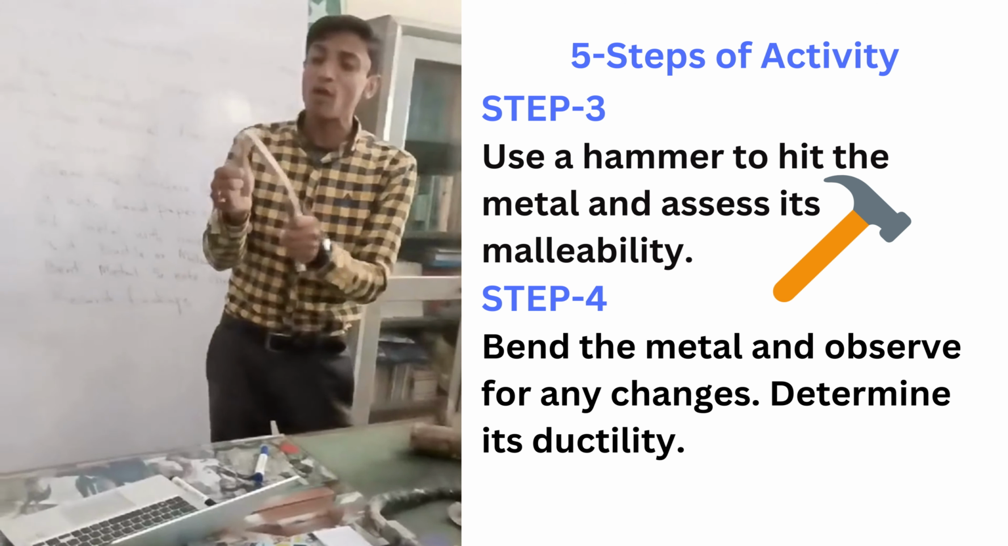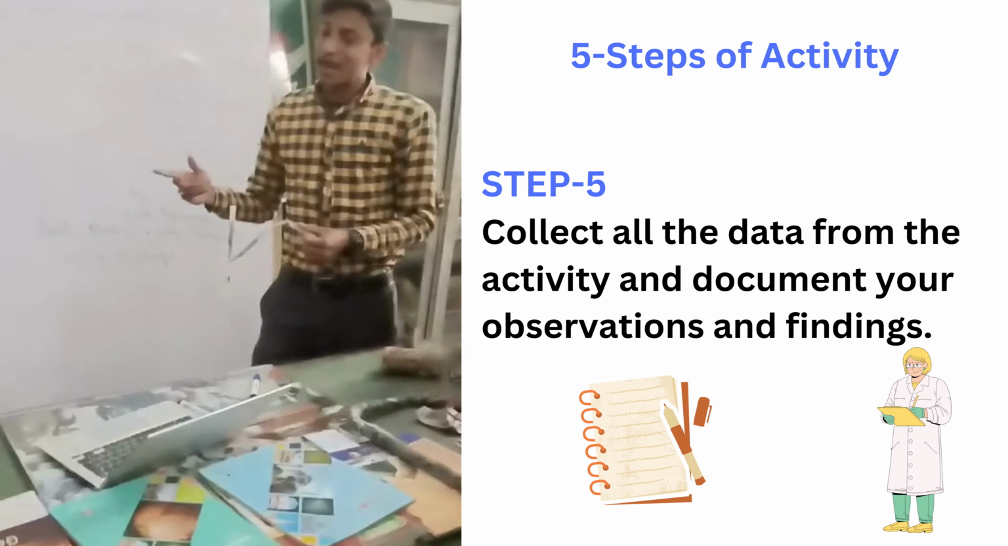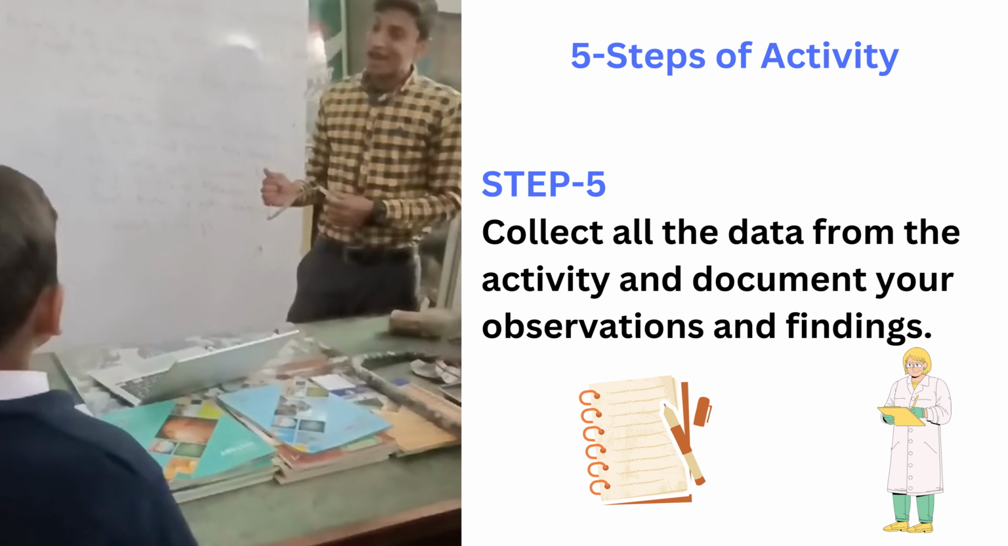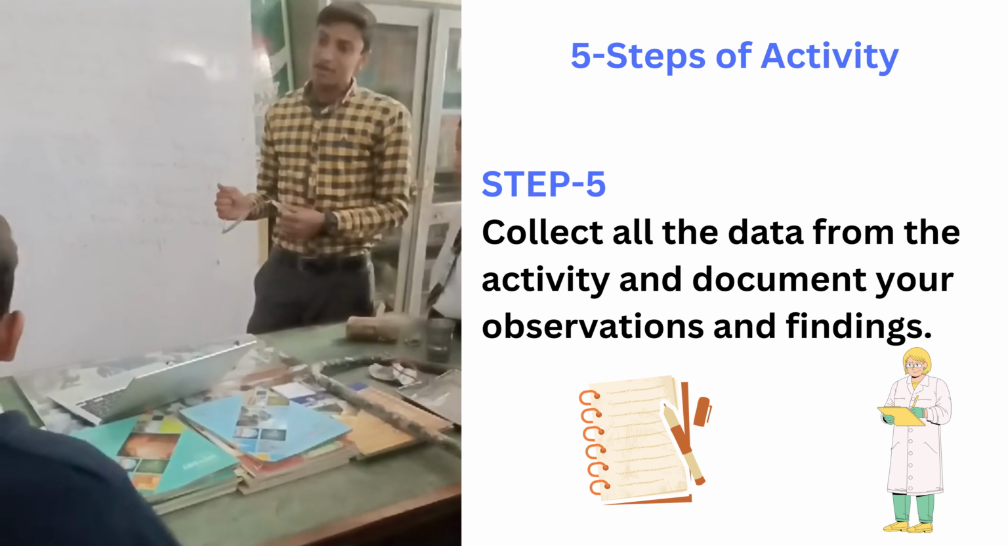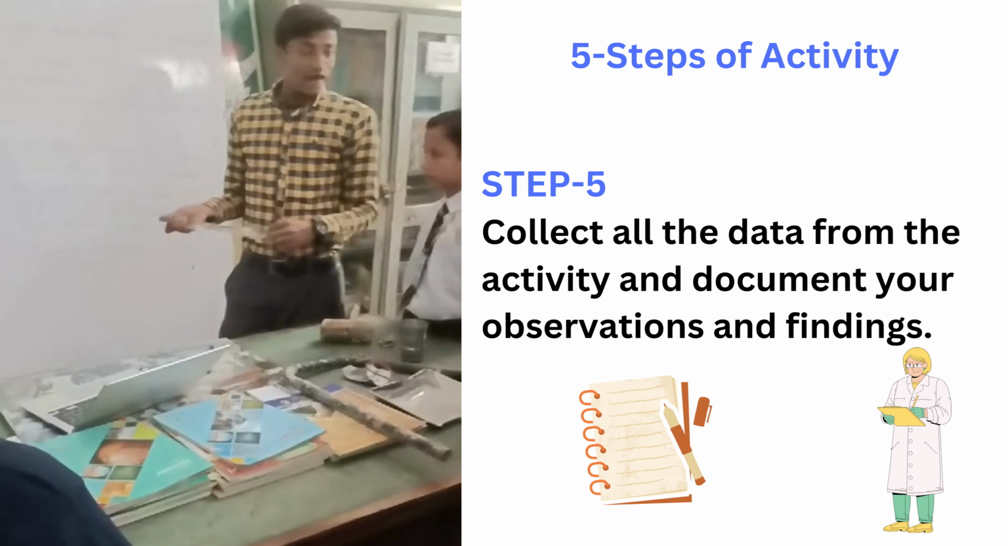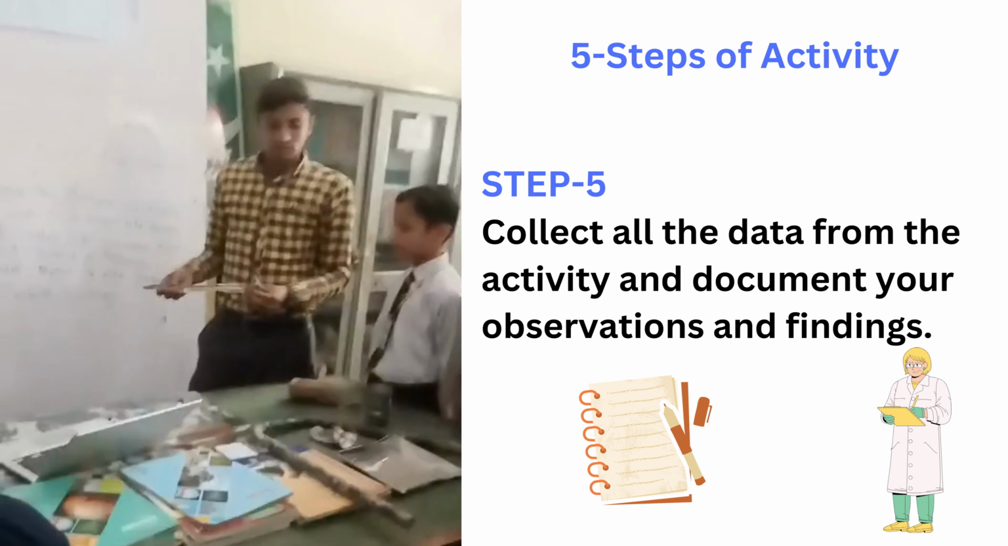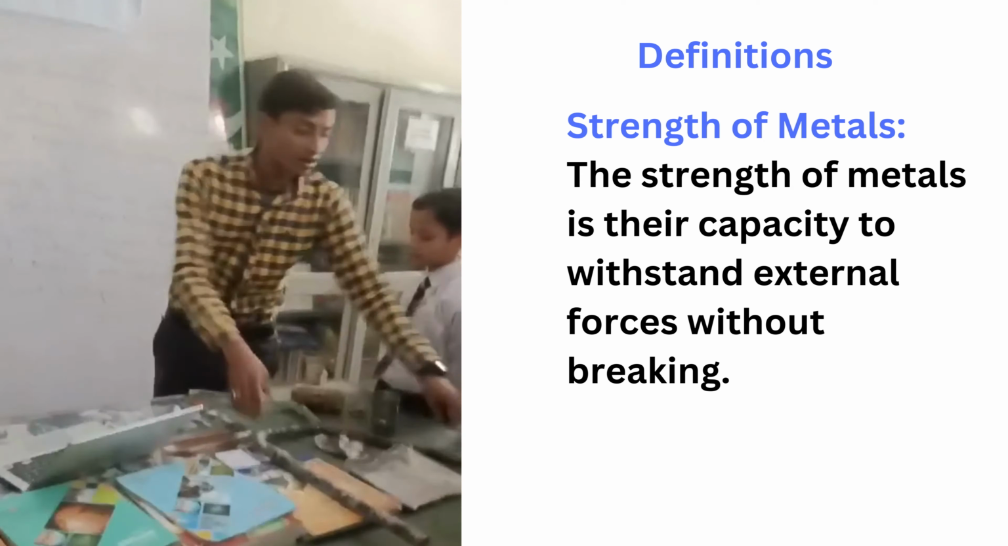In the 5th and last step, we will gather all this information and synchronize it with the properties of metals, so we can understand them thoroughly and clearly. Any questions? No, sir. Have you understood what is ductile, malleable, and the strength of the metal?